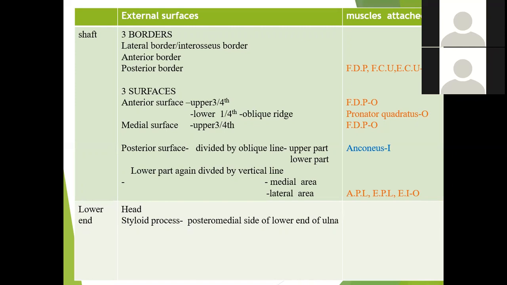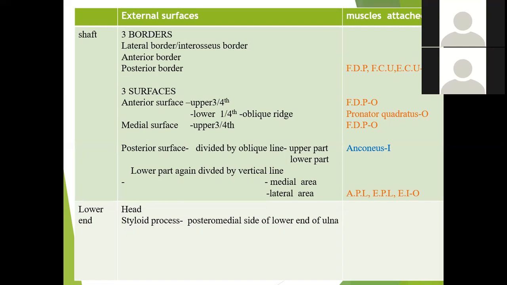Now coming to the medial surface. The medial surface is again divided into upper 3/4 and lower 1/4. The upper 3/4 gives attachment for one muscle. In the lower 1/4 there is no muscle, so we are not talking about the lower 1/4 here. Only the upper 3/4 of the medial surface gives origin for a muscle, again the same broad muscle, flexor digitorum profundus. So flexor digitorum profundus gets origin from two surfaces and one border. What are the two surfaces? Anterior surface and medial surface, and the border is the posterior border.